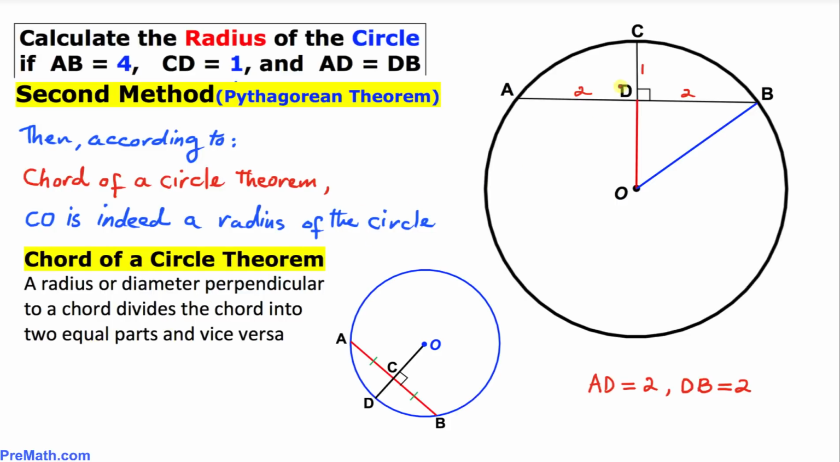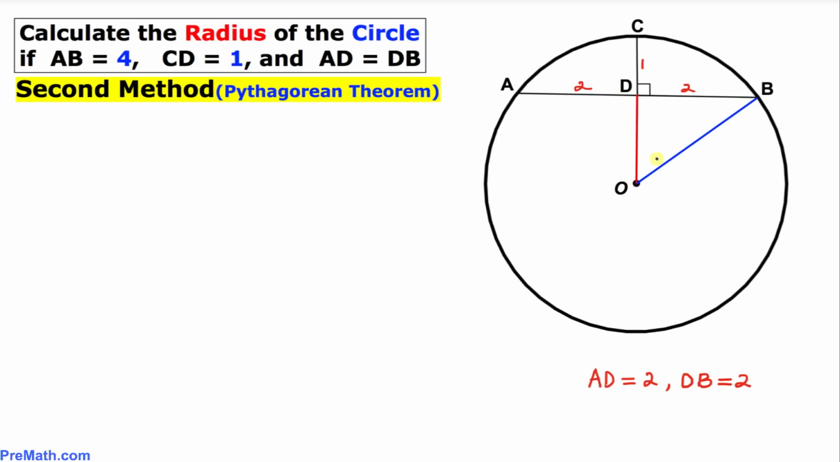Indeed, this CO is a radius of this circle that passes through this center O. Now we can see that this OB is a radius of this circle. I'm going to call it R, and CO is a radius as well. I'm going to call it R as well. Now let's focus on this triangle BDO.